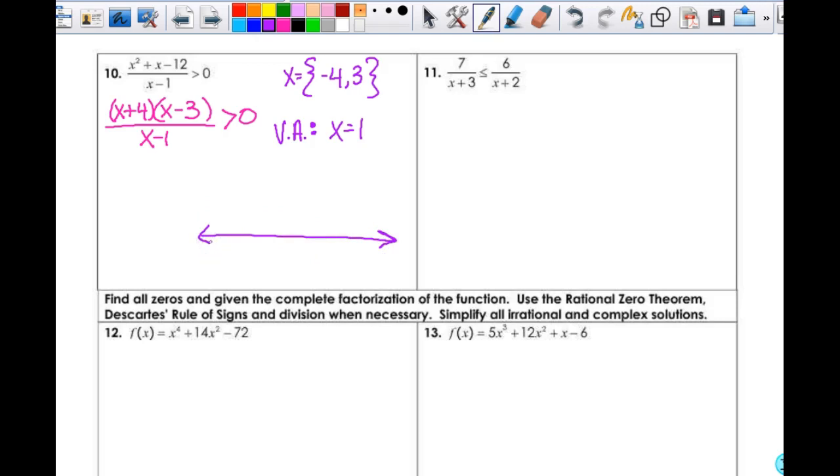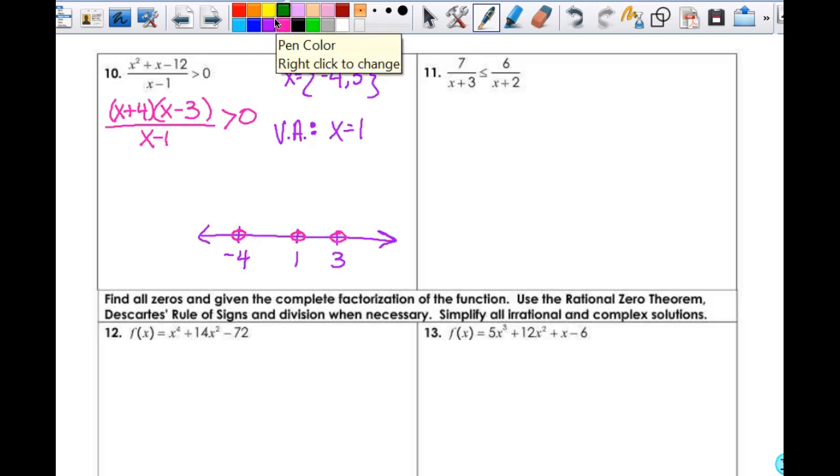All three of these are going to go on my number line. I have negative 4, positive 1, positive 3. Then I have to decide if my circles are open or closed. Asymptotes always get open circles, so there's an open circle here. And because this doesn't have an equal to, these are open as well.